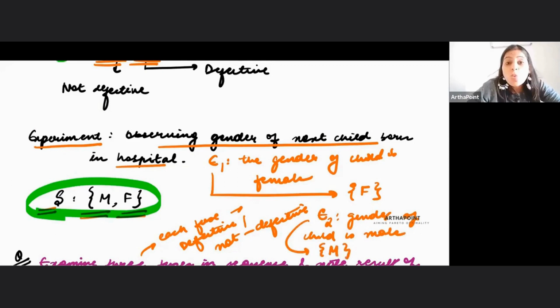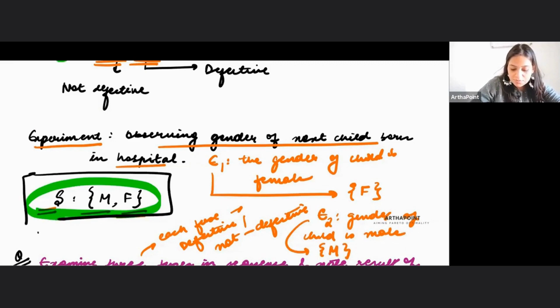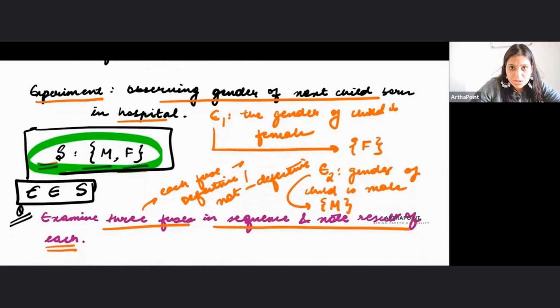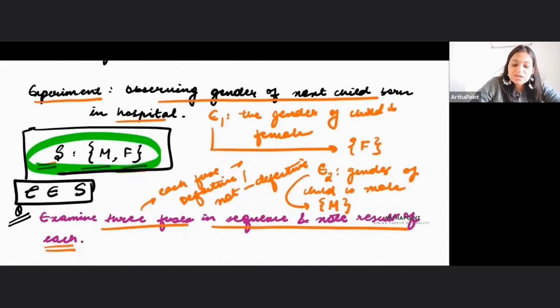So what is an event? An event is a subset of the set of the experiment, or sample space, to be precise. So an event is a subset of the sample space. Sample space is everything. An event is smaller than that.